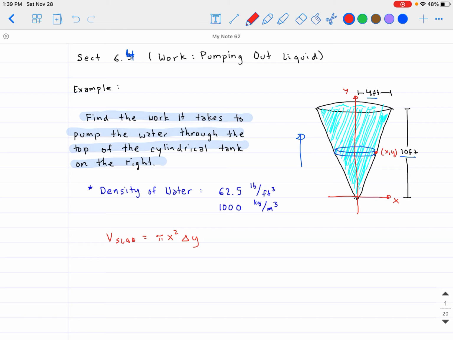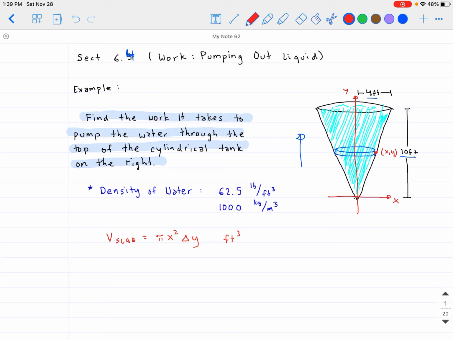Now, what I would like to do is take that slab and pump it up to the top, okay? So we're going to look at that in just a little bit. But first, let's fill in a few more things. For this slab that I just found, the unit is supposed to be cubic feet because feet is what we're using in this case. What I need to do now is take that slab and find out what is the force.